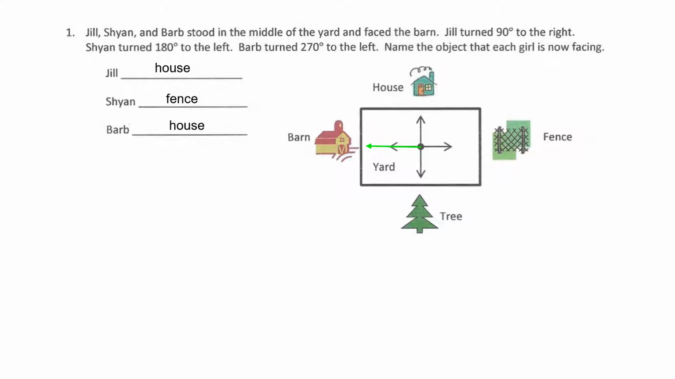Cheyenne turned 180 degrees to the left. So 90, 180. So she's facing the fence. Back to the middle. Barb turned 270 degrees to the left. So 90, 180, 270, and that's the house. Now you do have a reference sheet that has 0, 90, 180, 270, but you have to know where you're starting to use those, okay?